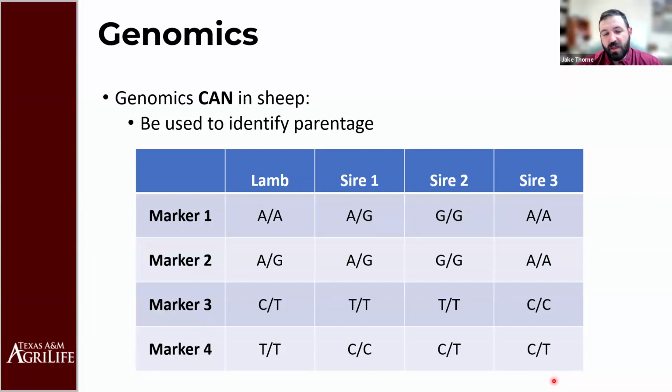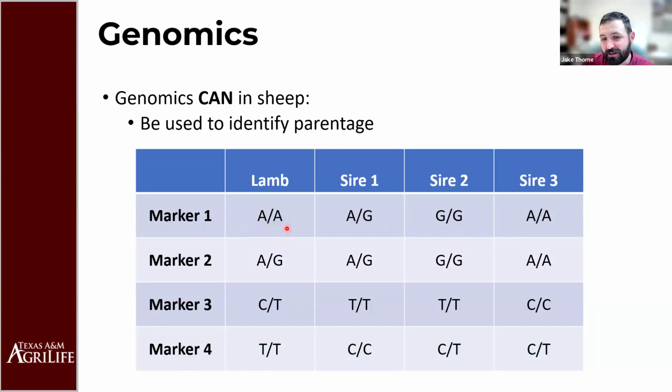Those 2 alleles are either the same or different. When we look at the lamb here, this is just an example of 4 different marker locations. The genotype for this lamb at marker location number 1 is AA. This lamb would have inherited one of these alleles from its mother and one from its father. We don't know which one necessarily, but we know that one came from each of its parents. So at marker location 1, the lamb is AA.